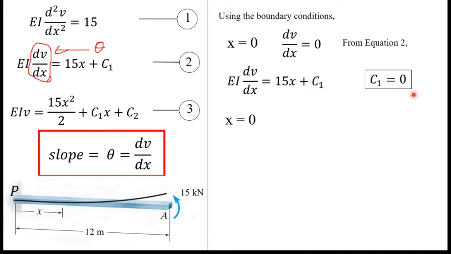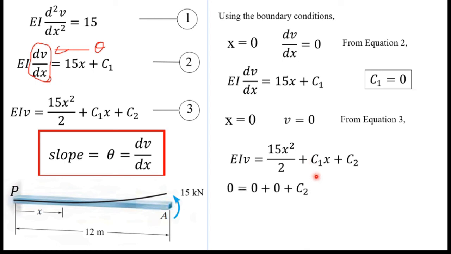Next, I will consider x equals 0 and v equals 0. So that is the deflection. If I substitute these values into equation 3, here also I can get c2 equals 0.